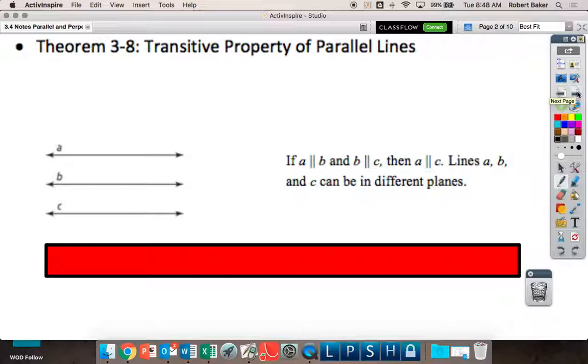So, our first theorem, 3-8. This is all written for you. All you gotta do is look and understand. Theorem 3-8 says the transitive property of parallel lines. It says if A is parallel to B, and if B is parallel to C, then A and C are parallel. Does that make sense to you?